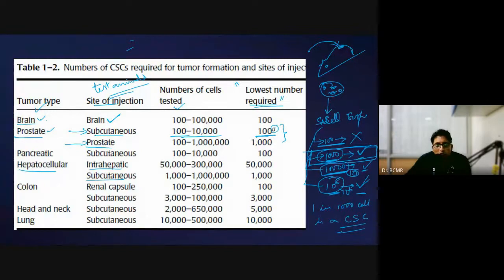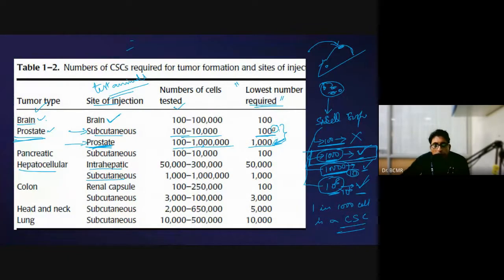At this point, I don't remember what A means, but to be able to interpret the data, we should be able to understand what is given here. We'll just focus on that. Prostate cancer cells are given to the prostate, and cells tested were from 100 to about 10 lakhs. And the least number required is about 1,000 cells.